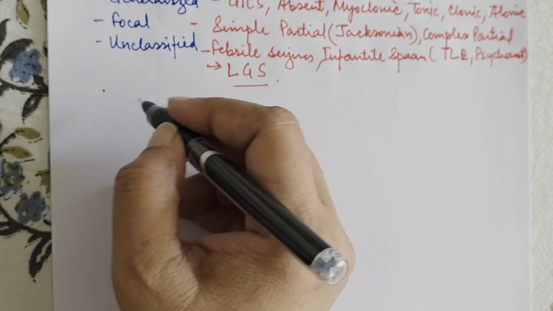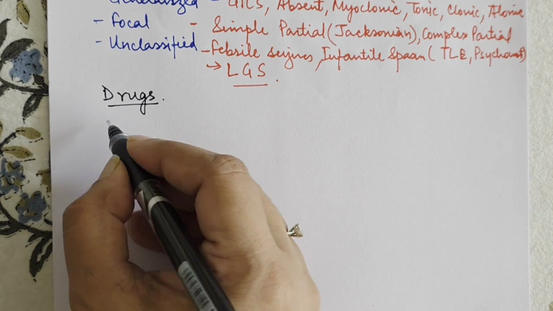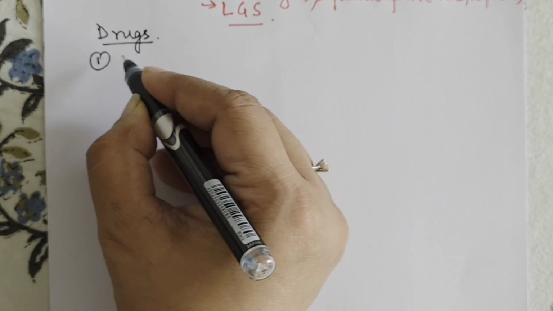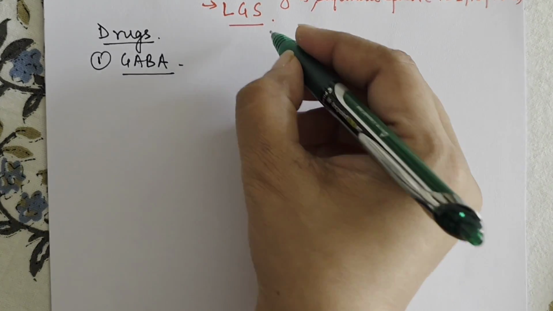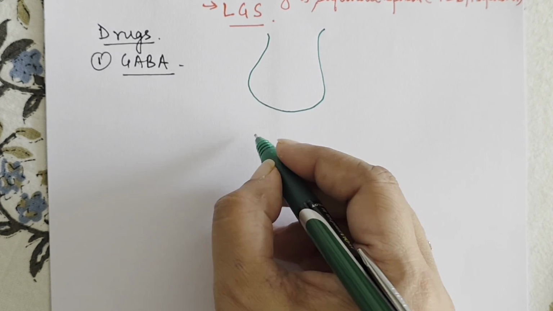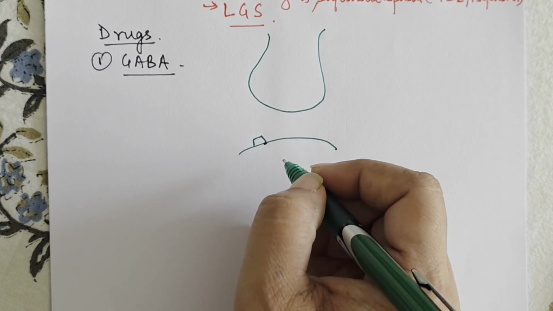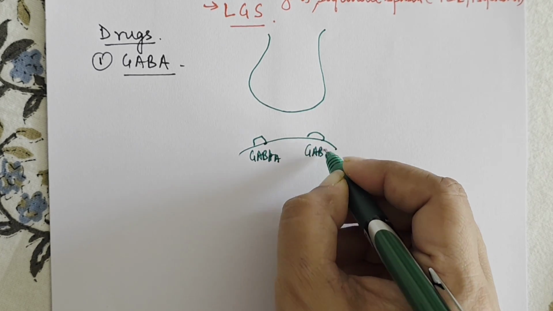Now let us see the drugs which are used in epilepsy. So the first family is the GABA family. Let's see what are the drugs acting on GABA. I'll make a diagram and explain it through this diagram. So this is the presynaptic terminal of GABA, and this is the postsynaptic membrane on which we have GABA A and GABA B receptors.